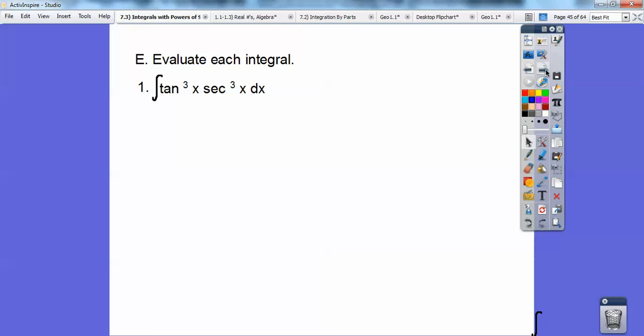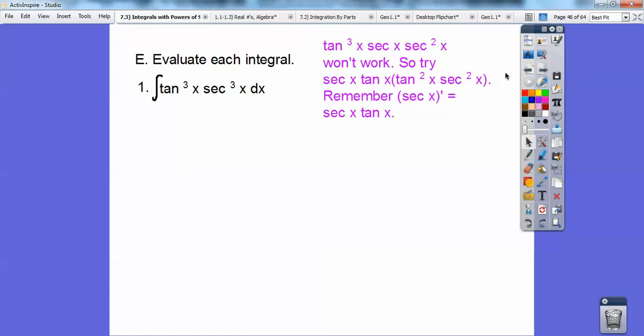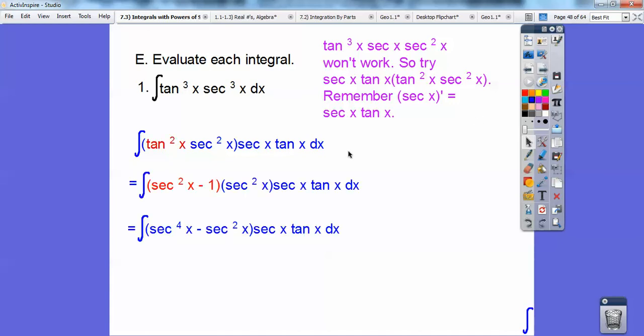Okay, here what I'm going to do is, if I did tan cubed of x secant of x, it doesn't work. I ran into a jam on that one, so I tried pulling out a secant x tan x. When I pull a secant x tan x out, remember the derivative of secant x is secant x tan x right there. So here's a substitution right there for tan squared of x. Okay, so that's what I did, I pulled a secant x tan x out right there. Okay, and then I did my Pythagorean identity on that. So tan squared of x is secant squared of x minus 1 right there.